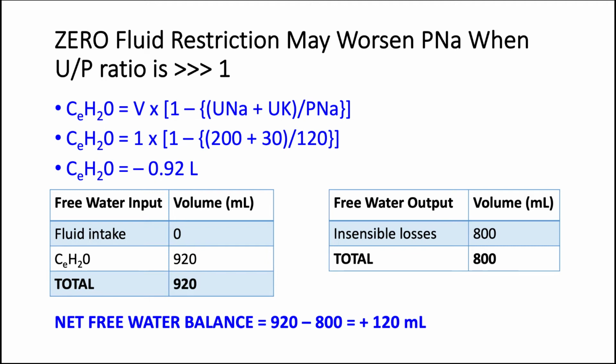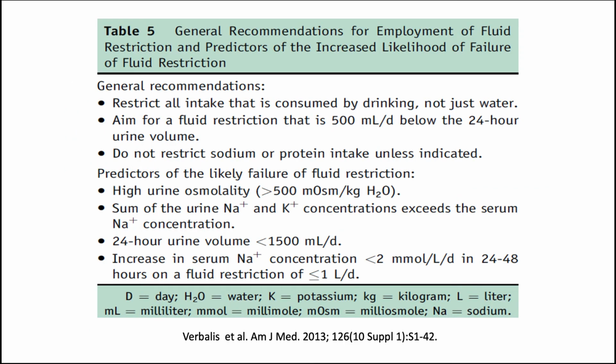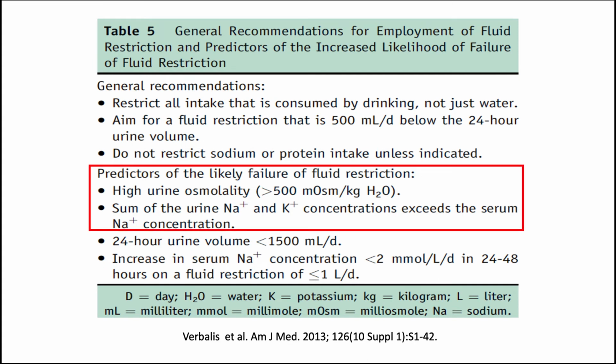So that is the importance of this parameter, this UP ratio. In 2013, the expert panel on hyponatremia said this: what are the predictors of likely failure of fluid restriction? High urine osmolarity, more than 500, which is a surrogate for free water clearance. So the higher the osmolarity, the more negative the free water clearance is. And number two, the sum of the urine sodium and potassium concentration exceeds the serum sodium concentration. That's a UP ratio more than 1, which I just mentioned.